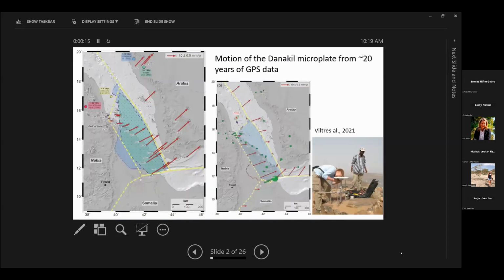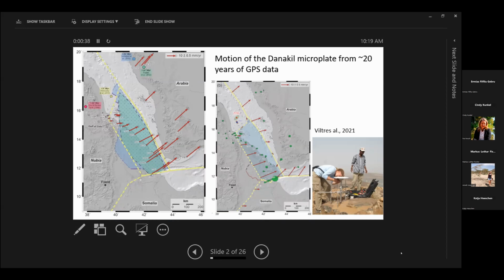So I'm going to fly straight into the data because Valentine's really done an excellent overview of the locations and the background tectonics. The best overview of the plate motions comes from GPS data that's been collected over the last 20 years or so. For the Danakil region specifically, the best data actually comes from GPS stations along the coast of Eritrea and in Yemen and Saudi Arabia.